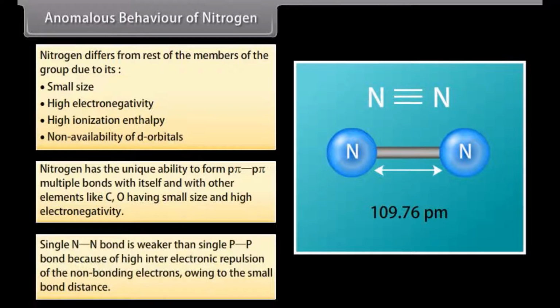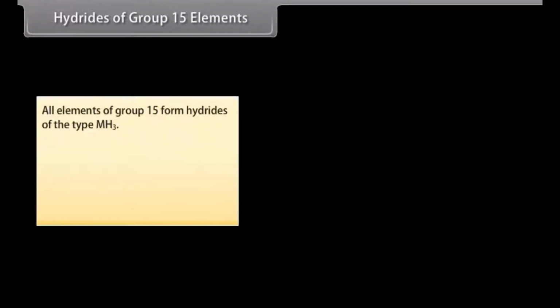Single nitrogen-nitrogen bond is weaker than single phosphorus-phosphorus bond because of higher inter-electronic repulsion of the non-bonding electrons owing to the small bond distance. Hydrides of group 15 elements. All elements of group 15 form hydrides of the type MH3.